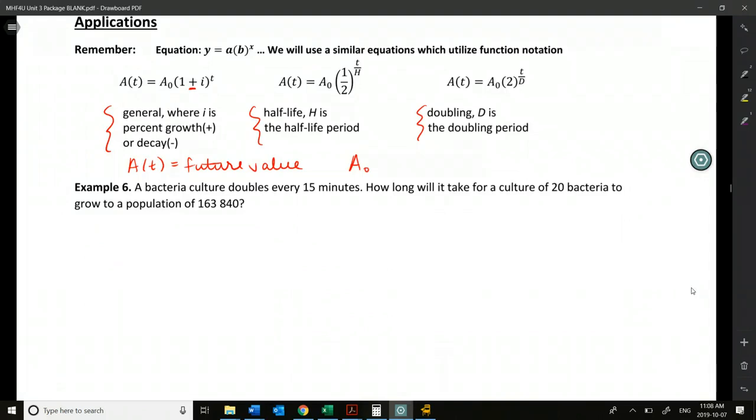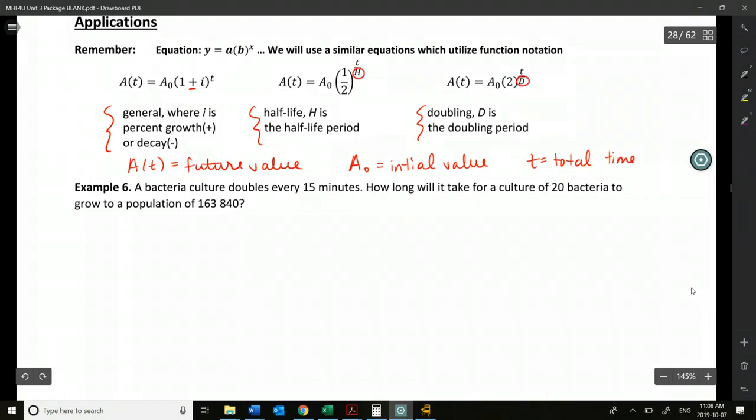This is called a subscript here, so A with a subscript of 0. Sometimes we call this A initial or A naught. It just represents the initial value. And T here is total time.